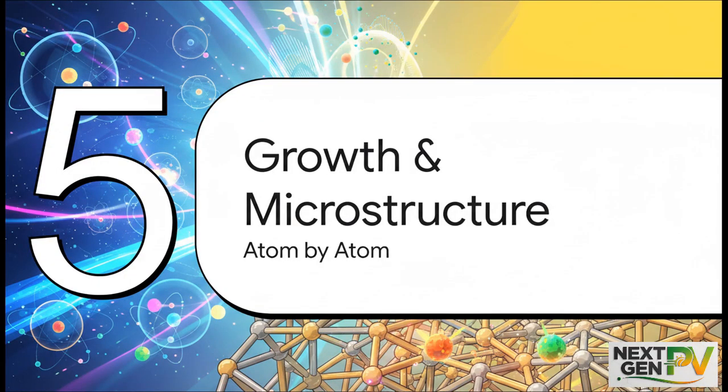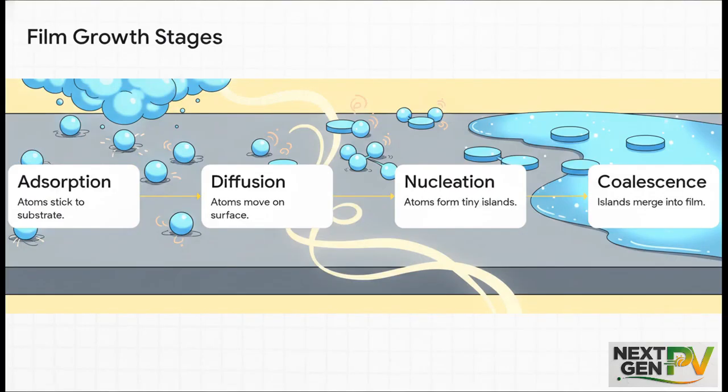Next up, Section 5. Film growth and microstructure. So the film actually builds itself atom by atom. It doesn't just splash on all at once like a wet coat of paint. First, the vapor atoms crash into the cool substrate and stick. We call this adsorption. Next comes surface diffusion.